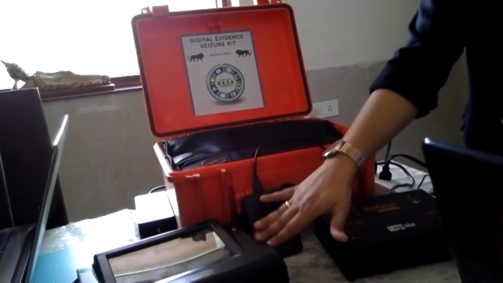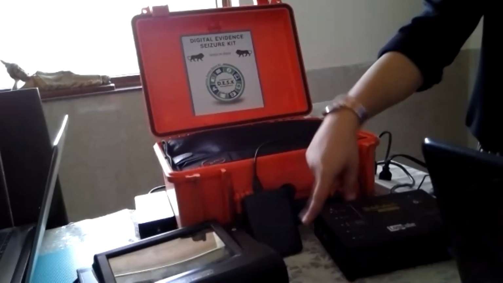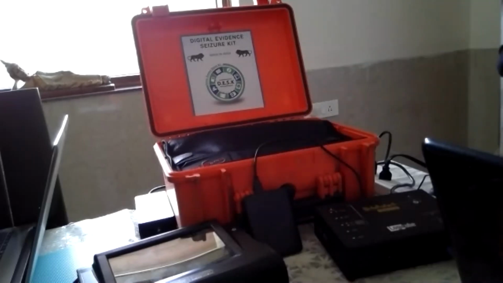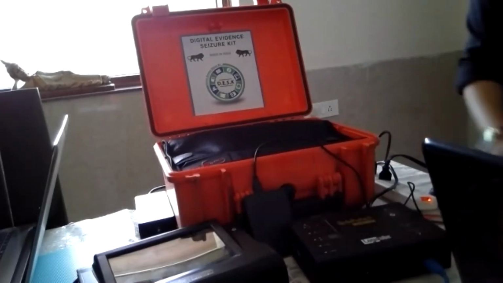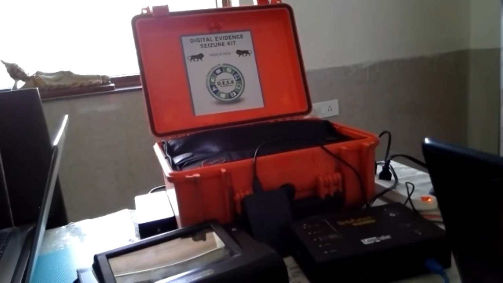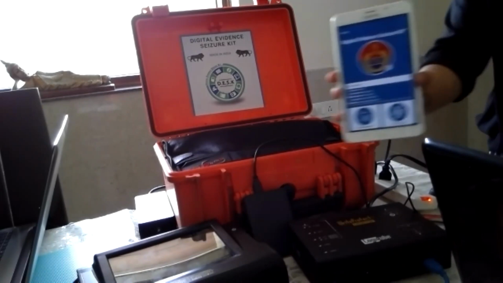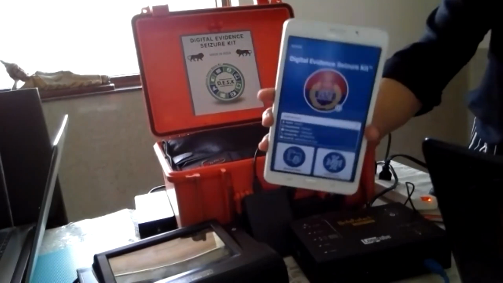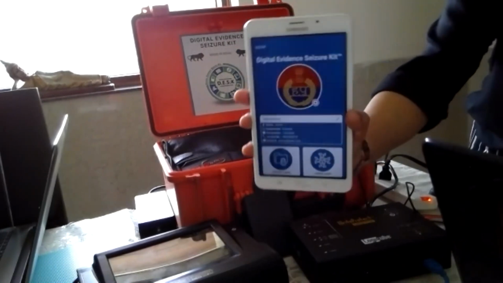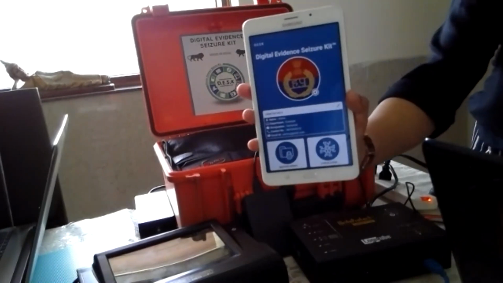So for making that duplicate copy, we use this imager or duplicator tool. All right, so I showed you most of this toolkit. The very important part of this toolkit is this tab. What you can see here is we have given the Scissor memo form in this tab.